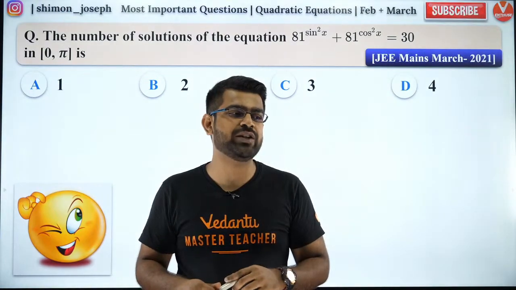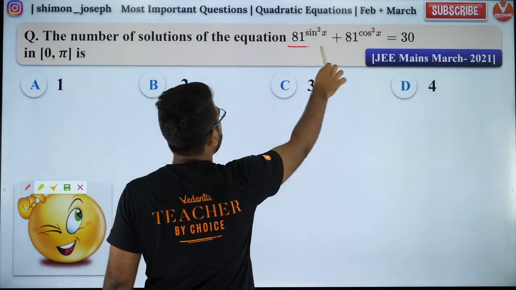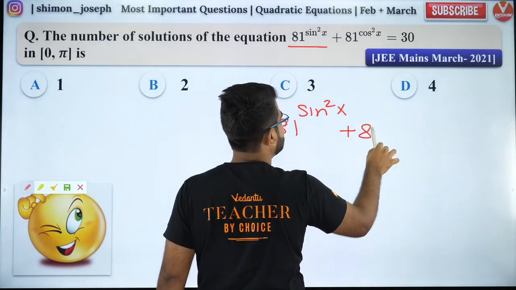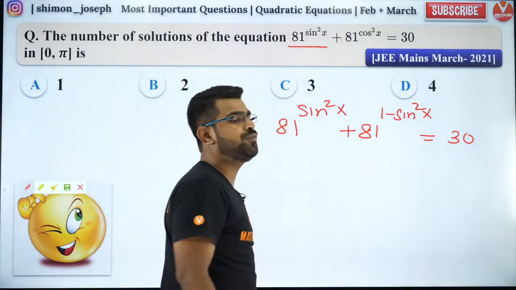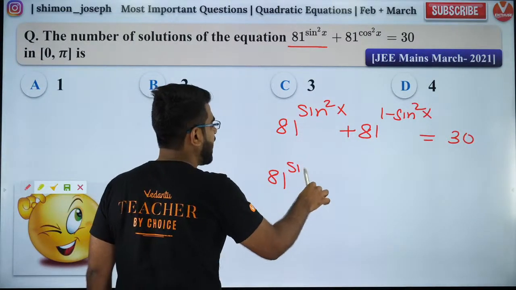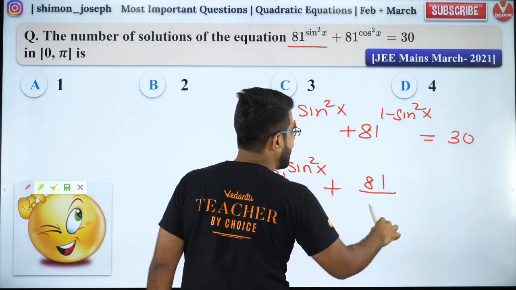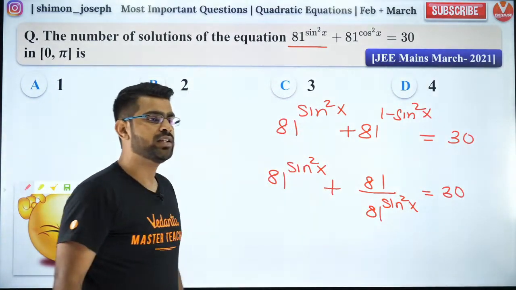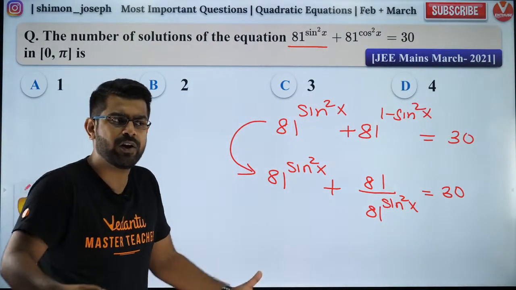I will solve it completely for you. So let's begin, guys. How do we solve this question? This is nothing but 81 to the power sine square x. I will keep it as such. And this cos square x, I will write it as 1 minus sine square x. I hope everybody is cool with that. Are you all fine, my dear children? Yes. So now, by properties of exponents, I can write it as 81 to the power sine square x plus 81 divided by 81 to the power sine square x is equal to 30. Are you all cool with that? This is the property of exponents which we studied in our 7th standard or 8th standard?